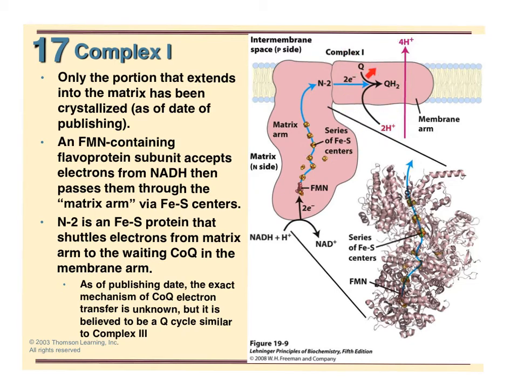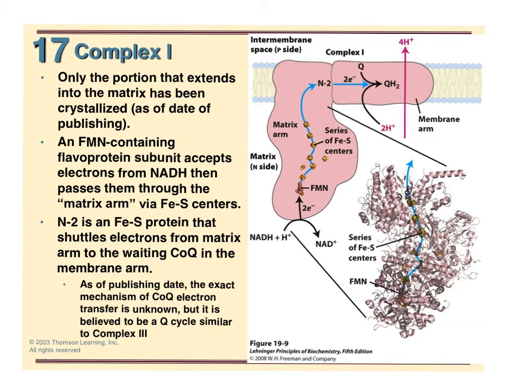There is a putative Q cycle of some sort that happens here, but they've not been able to prove that. It's putative, based off of complex 3, which we'll get to in a little bit. They believe that something similar to that is happening in complex 1. And so that's why on your landscape portion of the membrane, you can start to draw in some of this stuff.